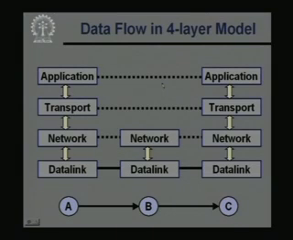Now, in a 4 layer model, let us look into this diagram in slightly more detail. What we are showing here is that there are 3 nodes A, B and C. Suppose A is the source, C is the destination, and the packets or the data from A go to C via an intermediate node B. When I say that A is the source and C is the destination, I mean that on machine A some application program is running. Similarly, on machine C there is some other application which will be receiving the data sent by the application running on A.